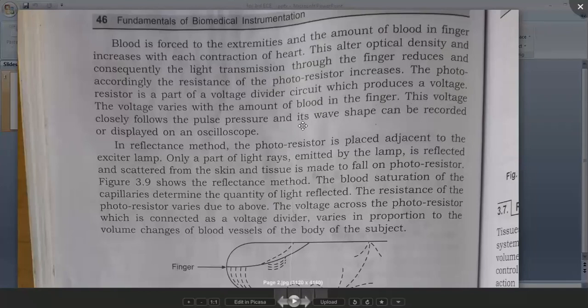This voltage closely follows the pulse pressure, and its wave shape can be recorded or displayed on an oscilloscope. So we can also record how the blood pressure is changing. Suppose in an intensive care unit, when the patients are being monitored, they have to record the actual pulse rate, how the pulse rate is changing from time to time. According to that, the doctor will observe the condition of the heart rate. That pressure will be measured continuously.